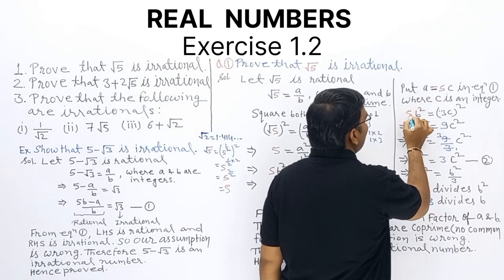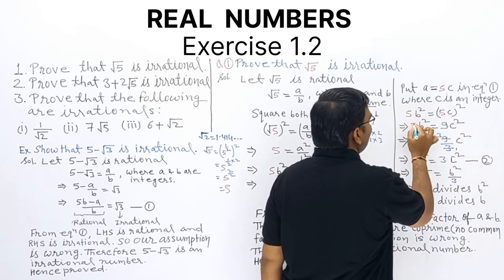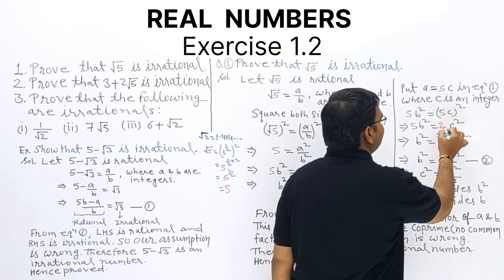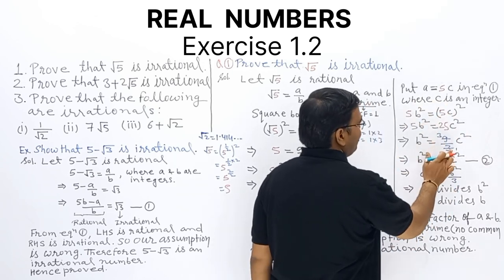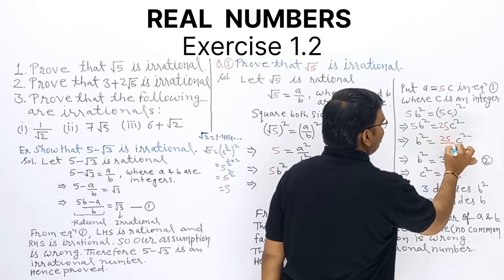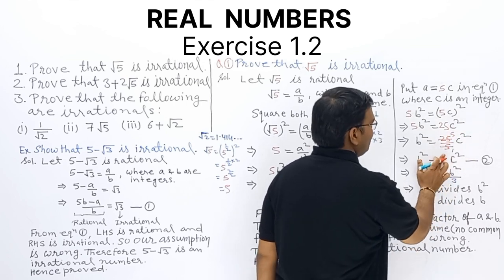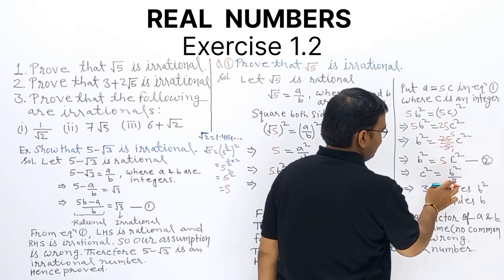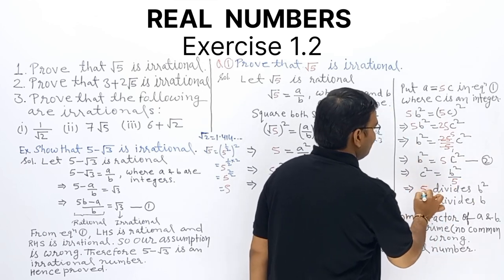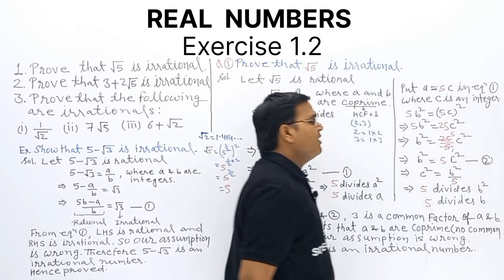Now we will use 5 there. But 5 square will be what? 5 twos are 25. Now solve this equation. We are getting 25 by 5. How many times is it going? 5 times. So there we are having 5. So what can we say? 5 divides b square. So 5 also divides b.